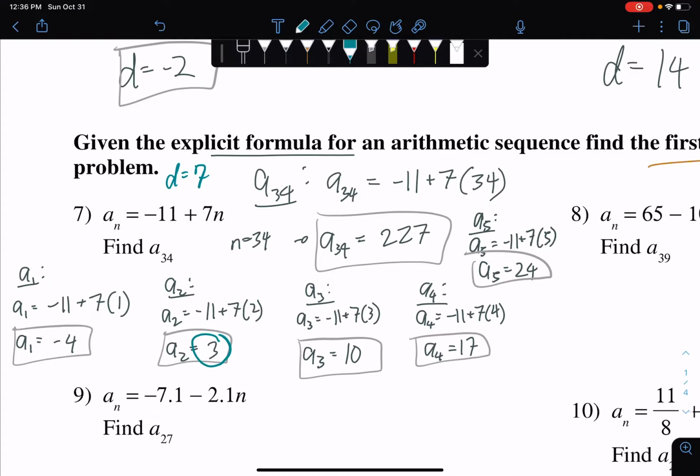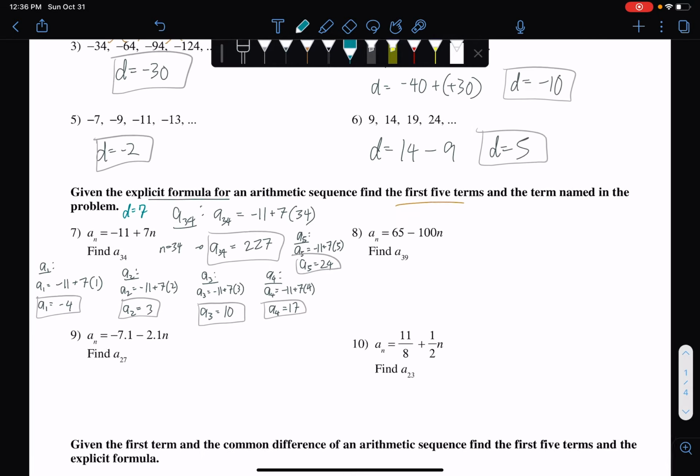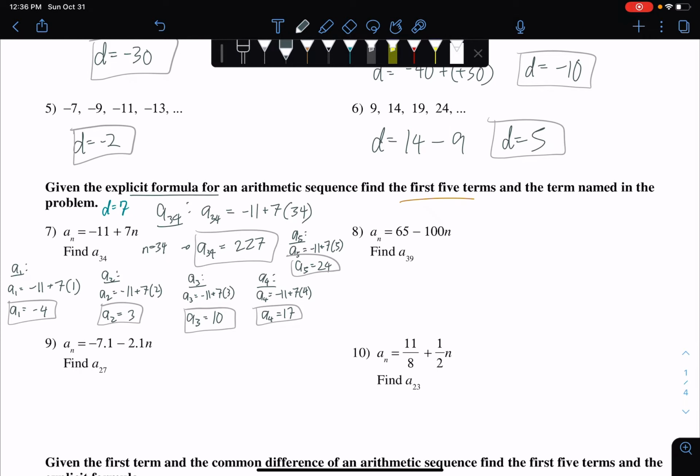And to find a sub 3, we use a sub 2, which is 3, plus the common difference, and our answer would be 10. 7 plus 3 is equal to 10. And further on, to find a sub 4, we just add 7, we get 17, and we add another 7, we'll get a sub 5. So that's how the concept of arithmetic sequence works.